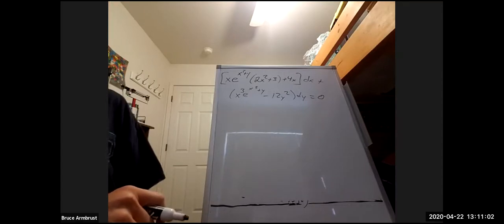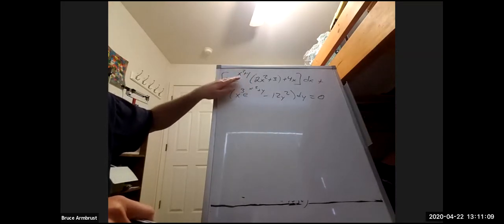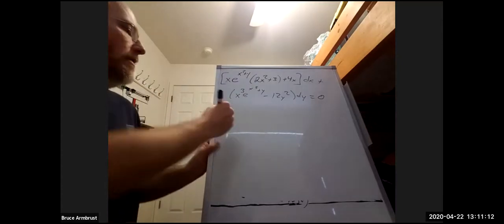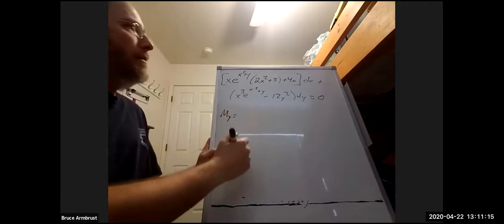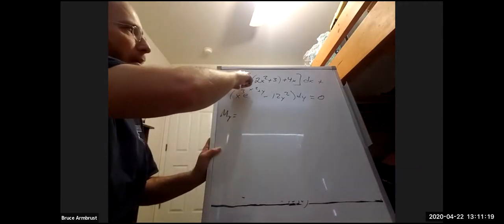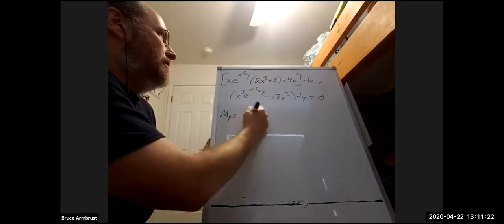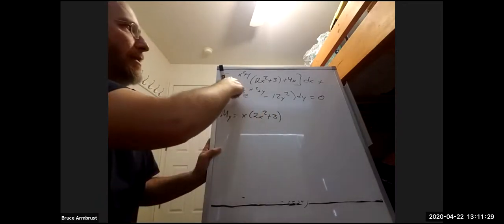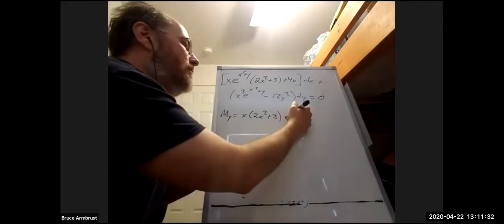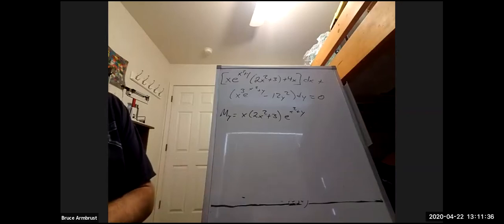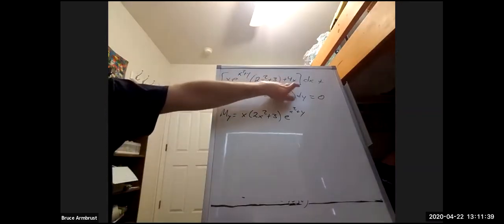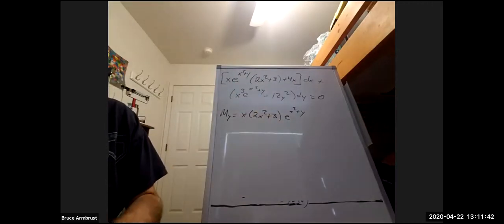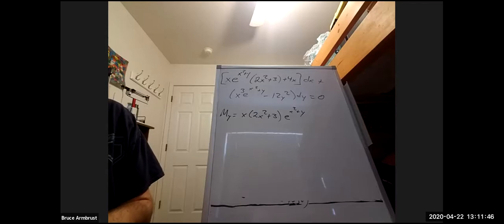So the test for exact is to differentiate the first one with respect to y and see if we get the same thing as if we differentiate the second one with respect to x. So if we look at M_y, we've got e to the x squared plus y times this other stuff. So that other stuff is constants. And then we need to multiply that constant by the derivative of e to the x squared plus y, which of course is going to give us e to the x squared plus y. And then the 4x is a constant that's being added, so that's gone. So I think that's my M_y. Does that look good? Yep. So now let's go to N_x.